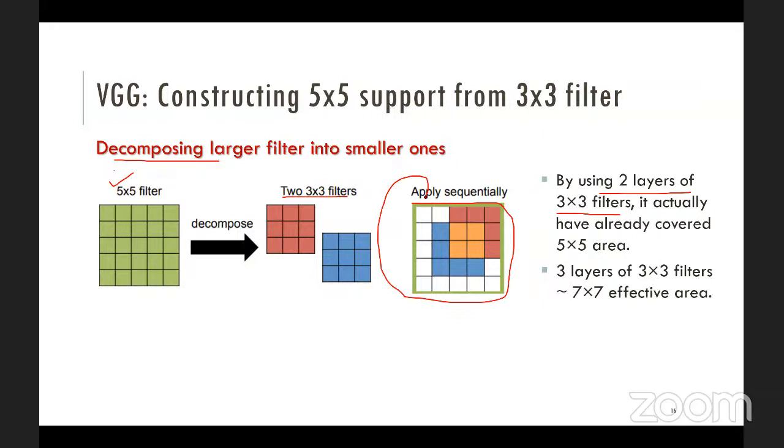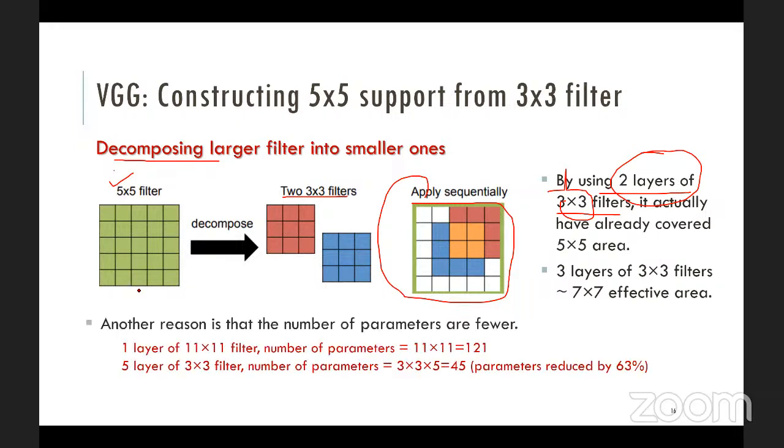Similarly, let us say we have a filter of size 7x7. Instead of one layer of 7x7, we can have three layers of 3x3 filters. Now you must be wondering what we are doing, because ultimately when we reduce the size of the filter, we increase the number of layers. So how does it help us? Remember, there is another reason for doing this: it gives me fewer parameters to learn.